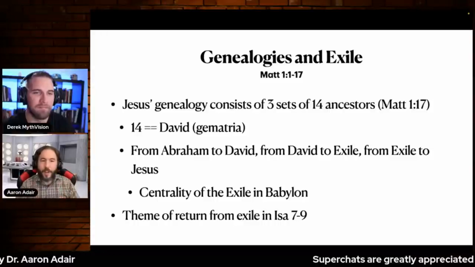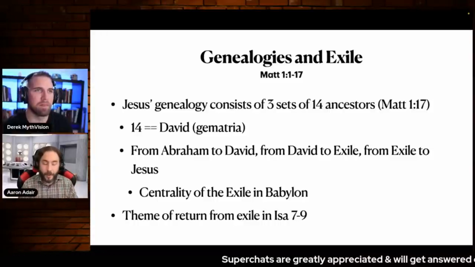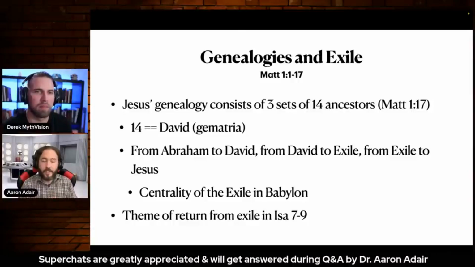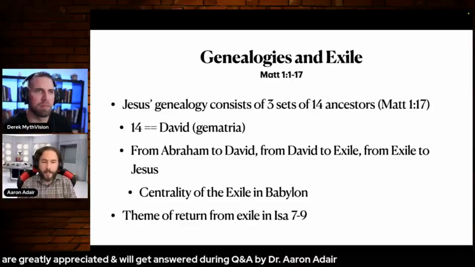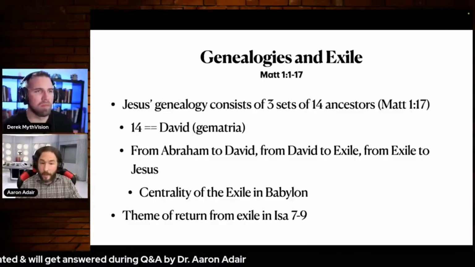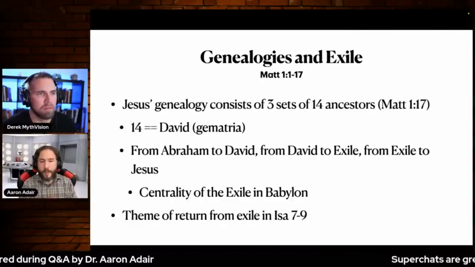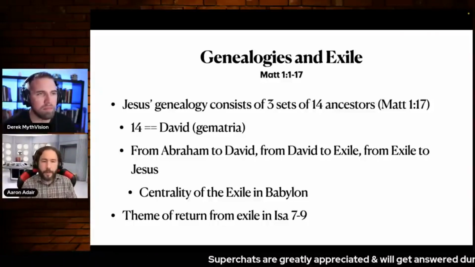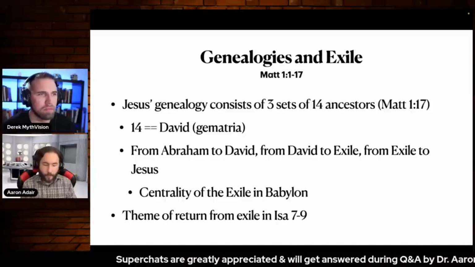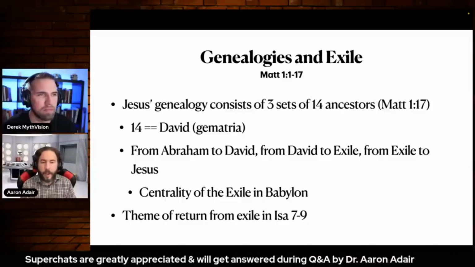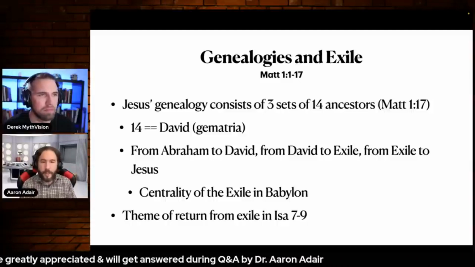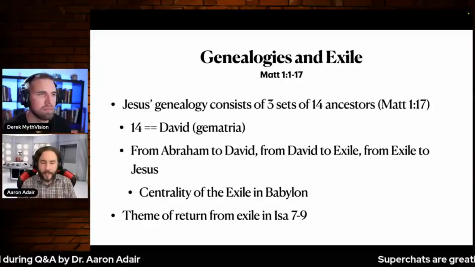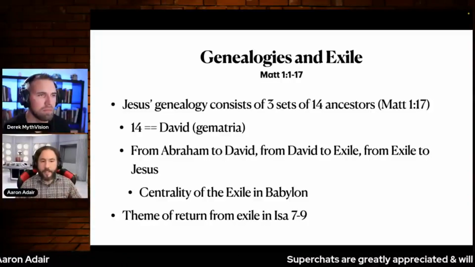But if we go to the genealogy, as has been noted by Matthew himself, Jesus' genealogy consists of 3 sets of 14 ancestors. He particularly highlights this. And why the number 14? As has been noted, if you look at the name David in Hebrew, Daud, and add together the letters in the form of gematria, adding together letter values, you get the number 14. So Jesus comes after David, David, David. It's basically screaming how Davidic he is.